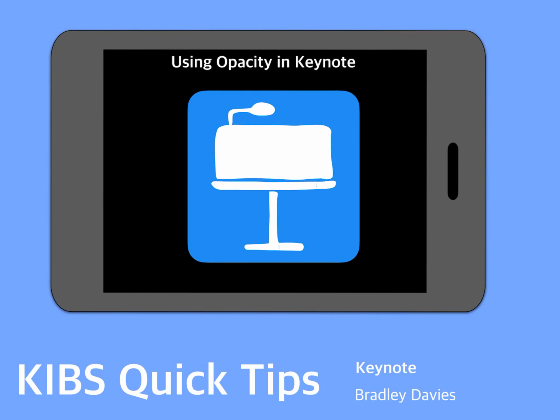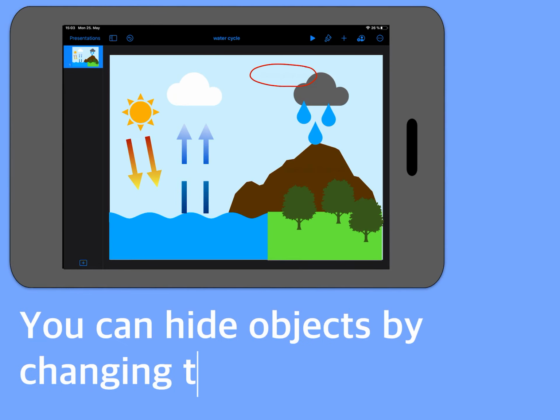Today I'm going to be speaking to you about using Opacity in Keynote. It's a very helpful tool, especially for e-learning. Opacity basically means how invisible something is, and you can edit it to hide things in your keynotes. This is very useful for explaining things live to students.